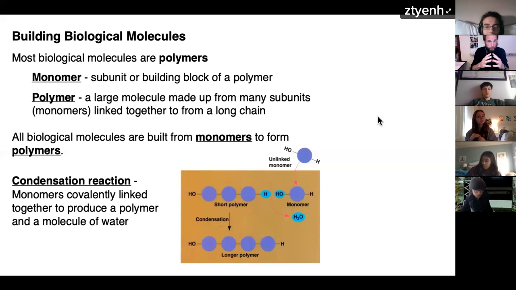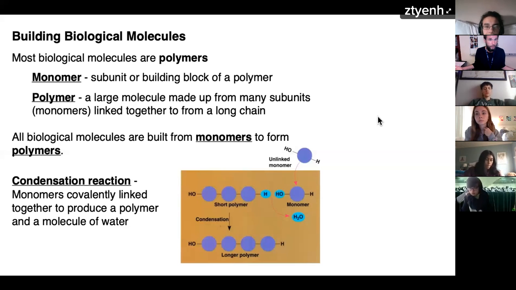Okay? In the notes down below, I refer to this reaction as a condensation reaction. The College Board often uses the term dehydration reaction instead of condensation. So just a quick note, they mean exactly the same. Okay? Condensation reactions and dehydration reactions mean exactly the same.